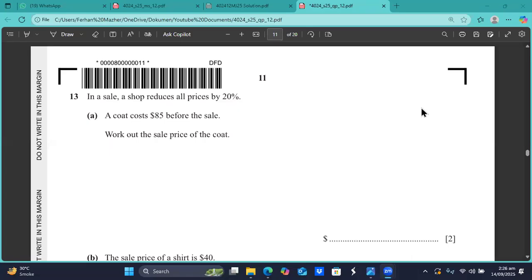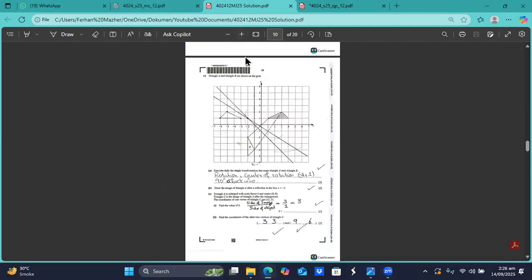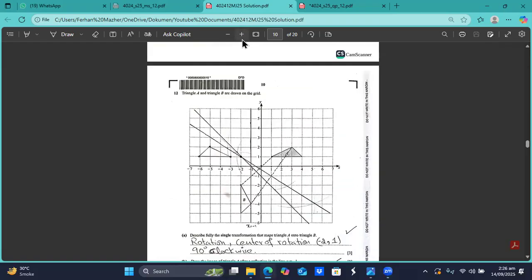In a shop, a sale reduces all prices by 20%. A part is a coat costs $85 before the sale. Work out the sale price of the coat. So the mark price is 85. So we have to find out the sale price. Sale price is mark price minus discount. So it's a simple, straightforward question. So let me show you.